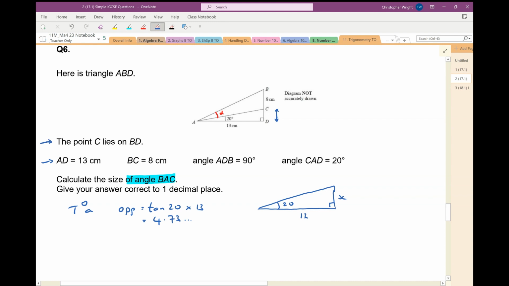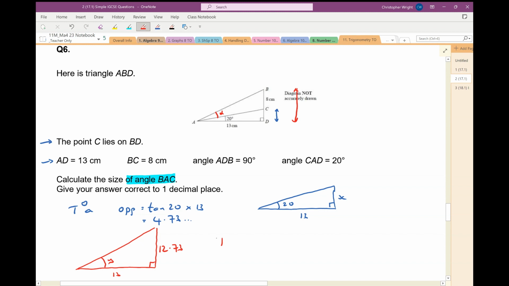So now I could look at this larger triangle. The larger triangle has got a base of 13. It's got a height, which I'll work out in a minute, and it's got this angle here. This time I'll call that angle y. Now, what's the height of this large triangle? Well, it's the 4.73 plus the 8, 12.73. Right, use that red triangle to find y.